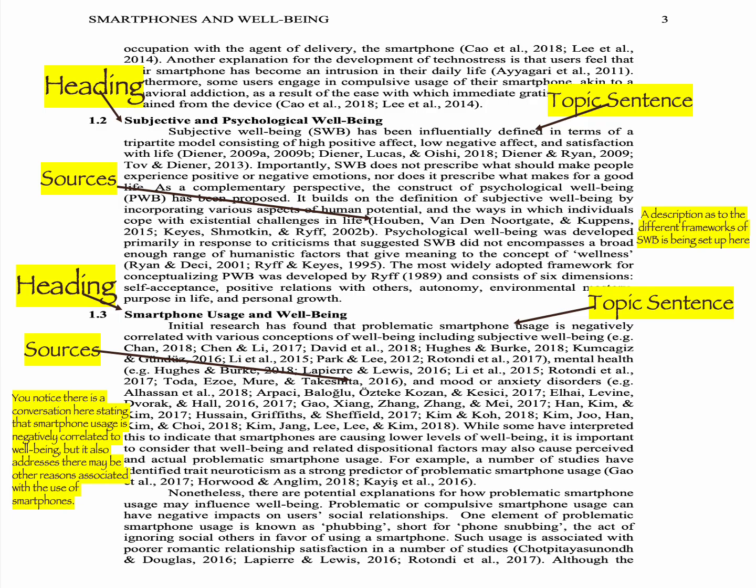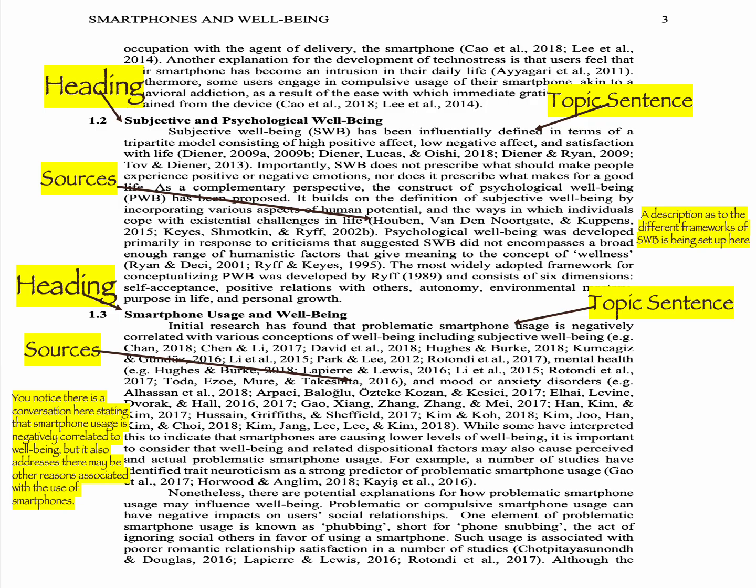Problematic or compulsive smartphone usage can have negative impacts on users' social relationships. One element of problematic smartphone usage is known as phubbing, short for phone snubbing: the act of ignoring social others in favor of using a smartphone. Such usage is associated with poorer romantic relationship satisfaction in a number of studies.